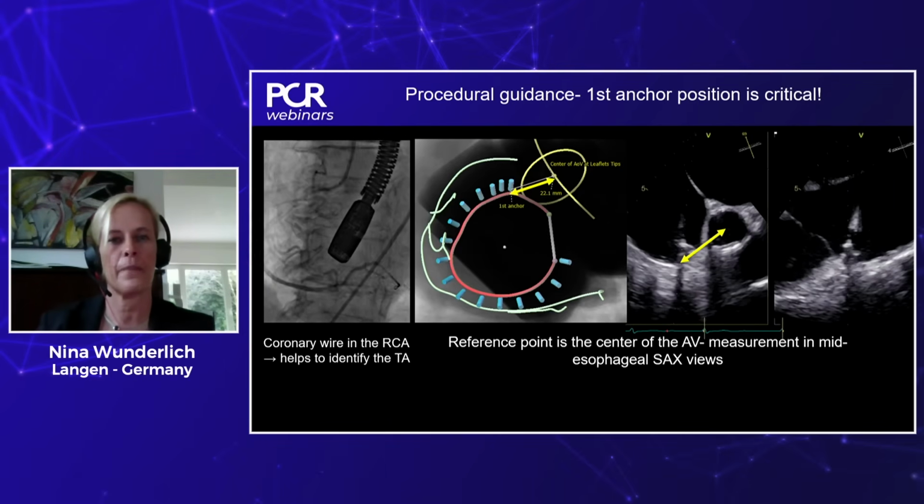this should be reconfirmed so that you can select the appropriate band size. During the procedure, as you can see on the left side, a coronary wire is important because it helps you to identify the tricuspid annulus. And on the right images, you can see the definition of the first anchor point, which is predefined by CT by a distance from the mid-aorta to the first anchor point.